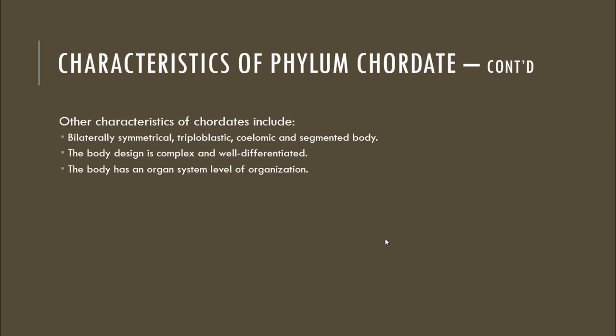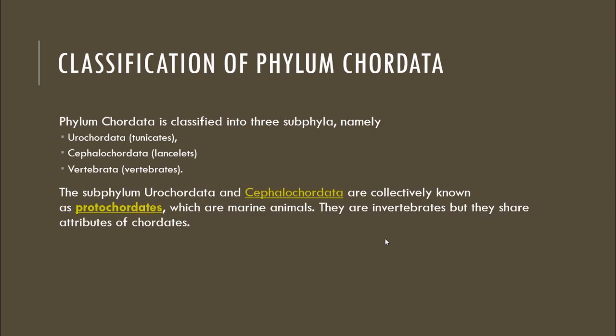Okay, the body design is complex and well differentiated. Of course, the body has an organ system level of organization. When I say organ system, I mean system in the aspect of respiratory system, digestive system, and so on. So moving on, classification of the phylum Chordata. Phylum Chordata is classified into three subphyla, namely Urochordata, I think I've explained this, Cephalochordata, and Vertebrata. The Urochordata are the tunicates, the Cephalochordata are the lancelets, and the Vertebrata are the vertebrates.